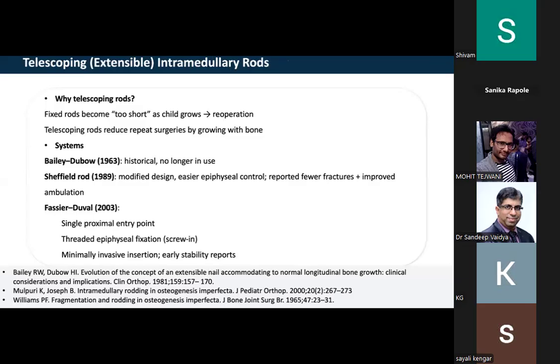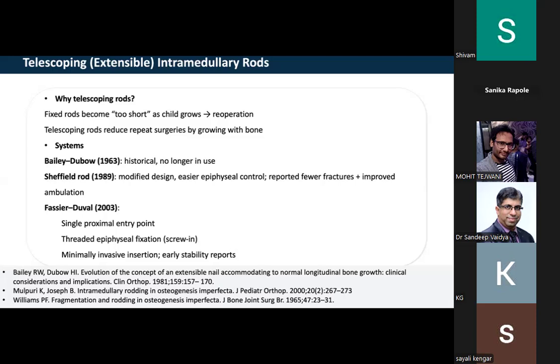So now I'll talk about the types of intramedullary rods that are used. Fixed rods are limited in growing children, so telescoping rods were developed. A fixed rod becomes relatively short as the child grows, and that is why the ends of the rods become stress risers. They will refracture there and need repeat surgery. That is why telescoping rods were developed as the solution for this problem of revision surgeries.